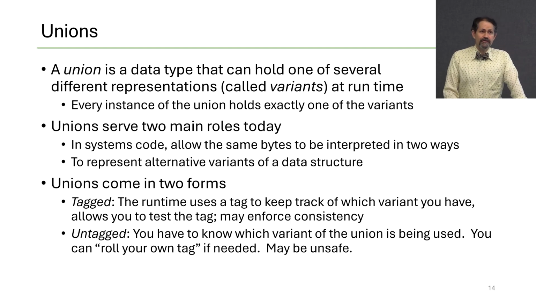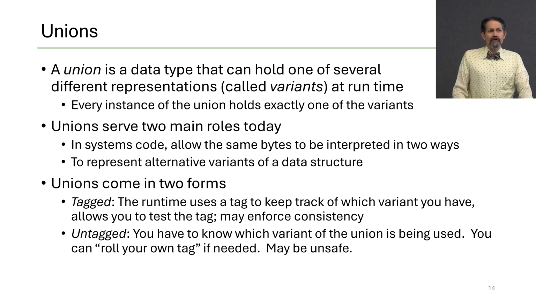There are two main forms of unions. In the tagged form, the runtime uses a tag to keep track of which variant you have and allows you to test the tag. In most cases, the language will enforce consistency so that you can only read the data in the format that the tag specifies.